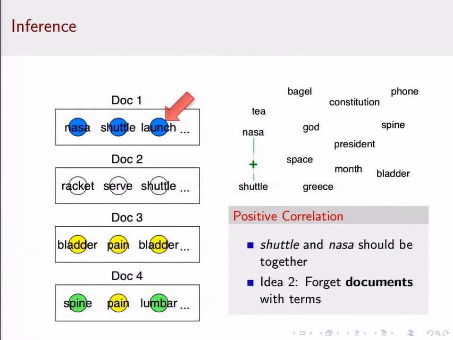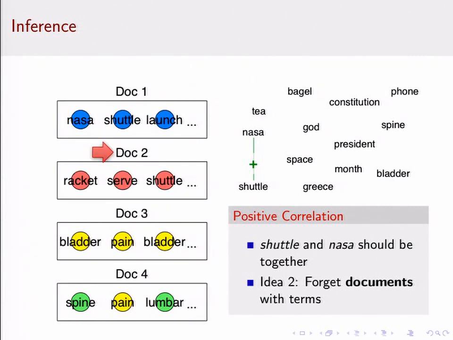And now when you get to the second document, even though NASA and shuttle wanted to be in the same topic because you now have this positive correlation, there's nothing keeping you from using a red topic over here, because the positive correlation can appear in multiple documents.